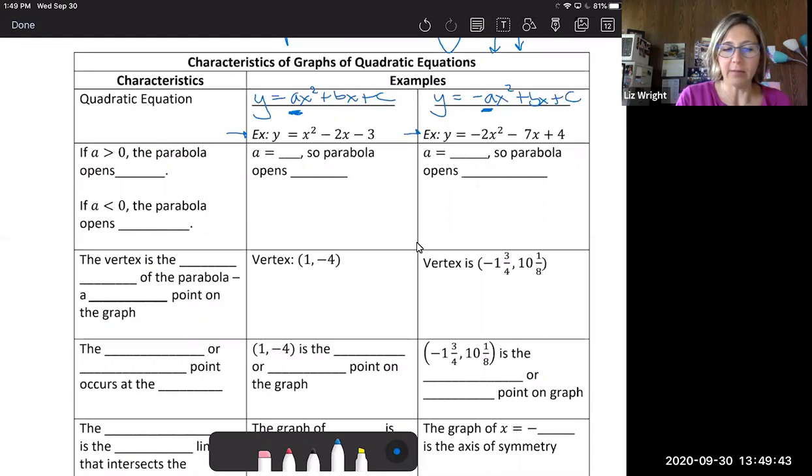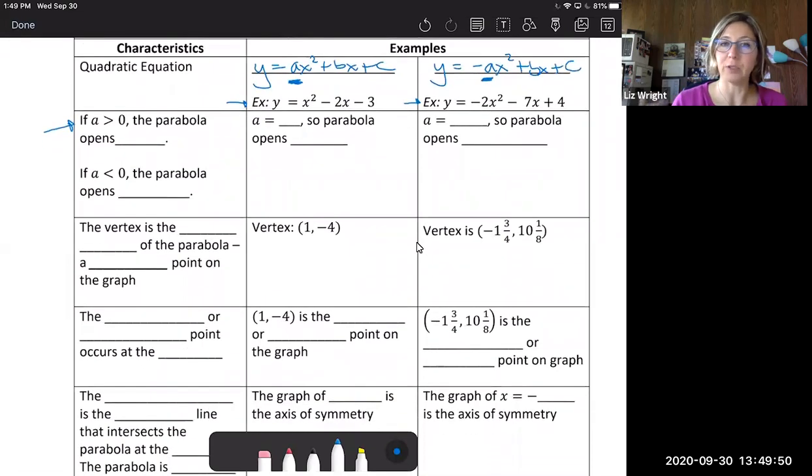So if a, now I'm looking over here at this second row, if a is going to be greater than 0, so that means if it's positive. So if a is positive, and you might write that in, circle a greater than 0, that means positive. So if a is greater than 0, the parabola is going to open up. If a is less than 0, the parabola is going to open down.